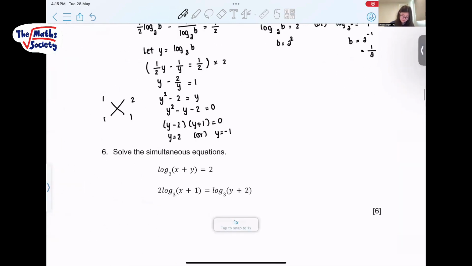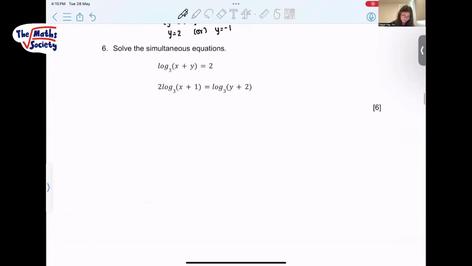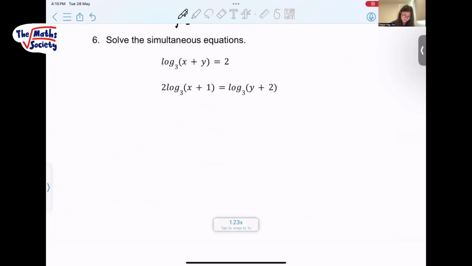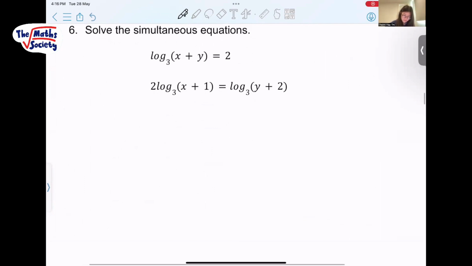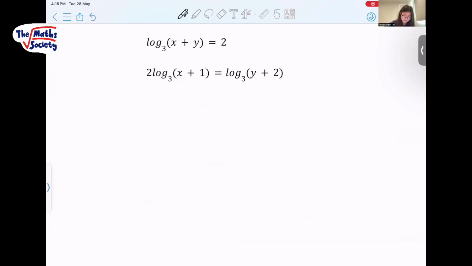And then we'll move on to 6, which says to solve the simultaneous equations: log base 3 of (x plus y) equals 2, and 2 log base 3 of (x plus 1) equals log base 3 of (y plus 2). So firstly, we know that for x plus y, we can make it a square, I mean 3 squared. So you have x plus y equals 9, which is your first equation.